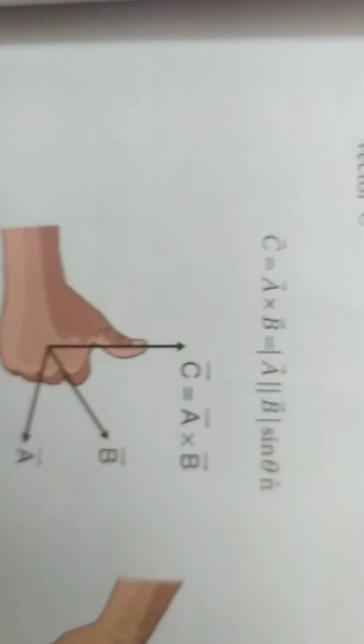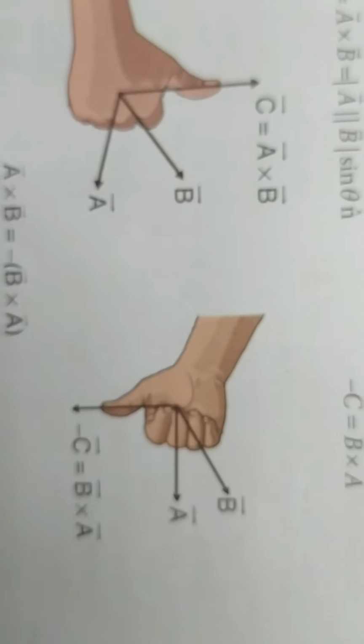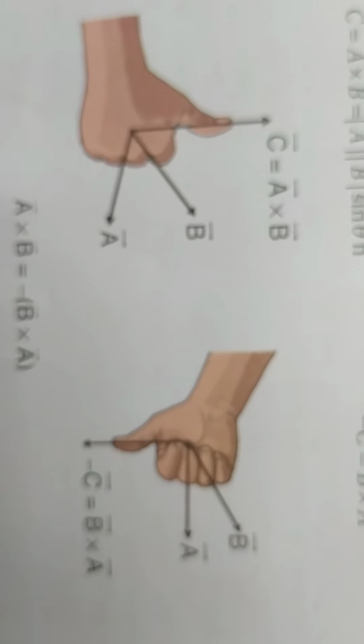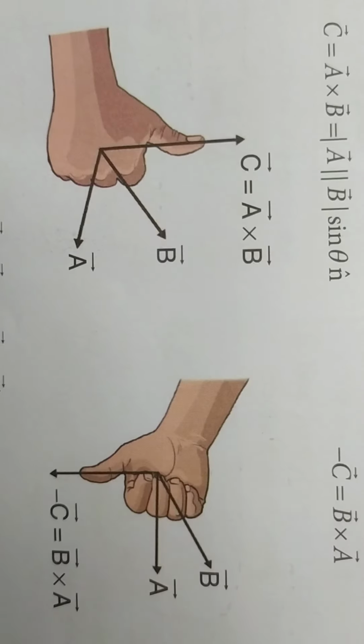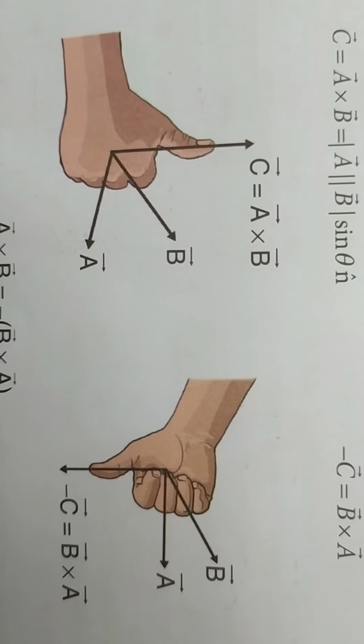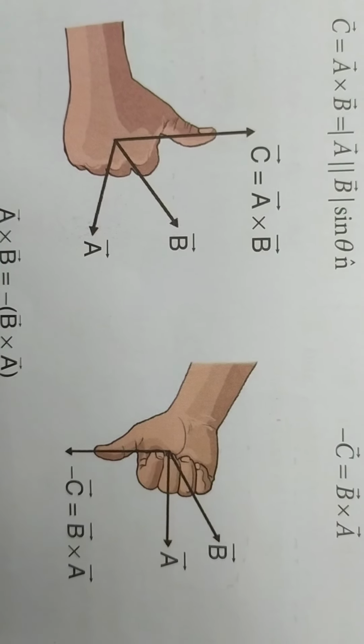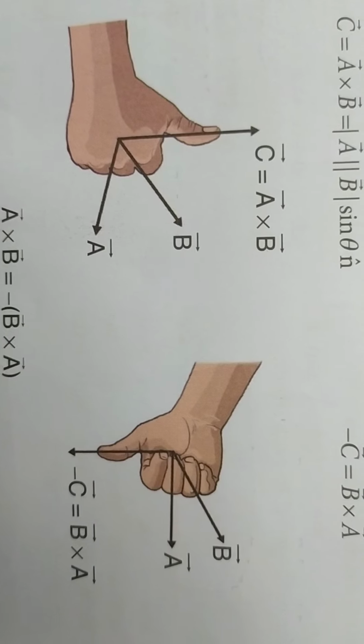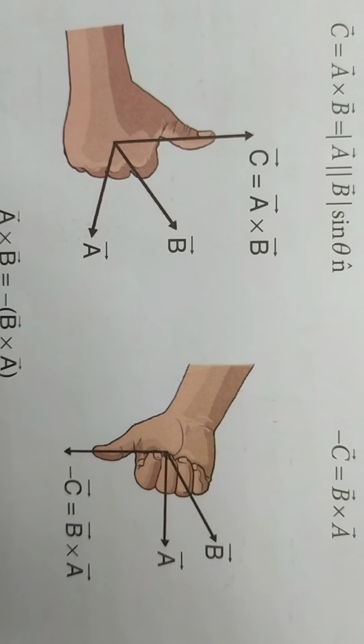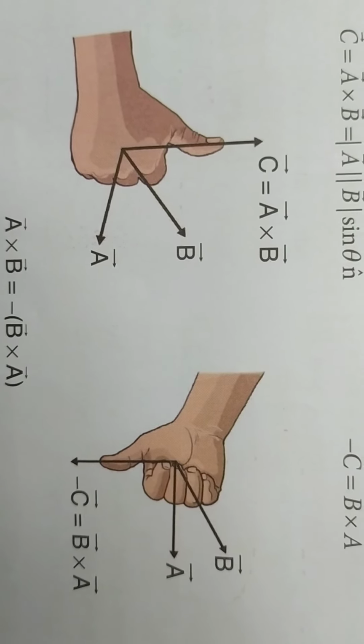And you see this diagram. Suppose we take C vector is equal to a vector cross b vector, and here when you advance the screw from a to b, that is you are moving the screw in the direction from a to b, then the advancement of the screw will give you the direction of C vector, so it will be upwards.